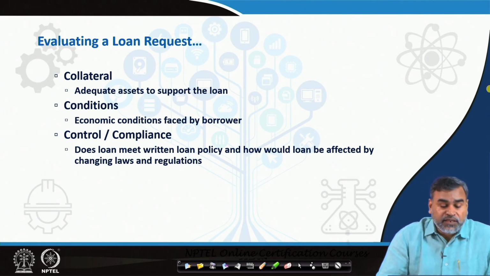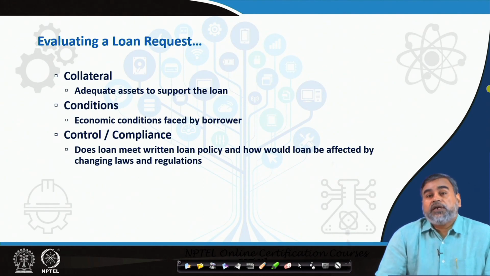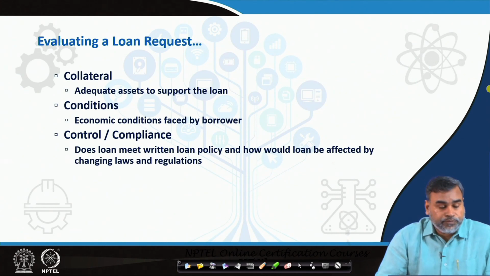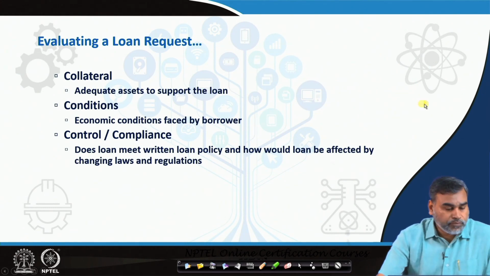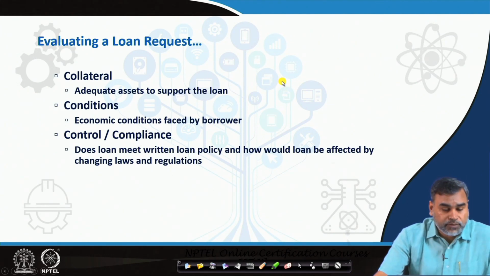That means, if there is a change in the regulations and the laws with respect to the different kinds of activities, then how is the loan amount or loan disbursement affected by that, or how is the interest rate affected by that. Particularly, the legal aspect is quite important: under what conditions is there a possibility that the loan will be a failure. That is also another C that we have to look at.